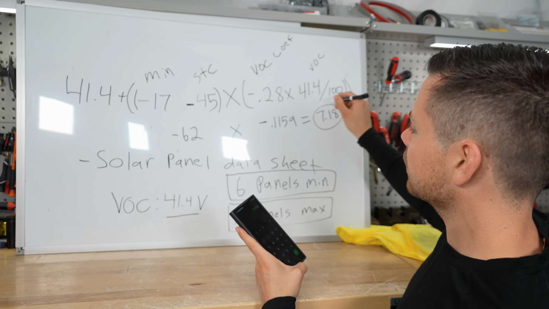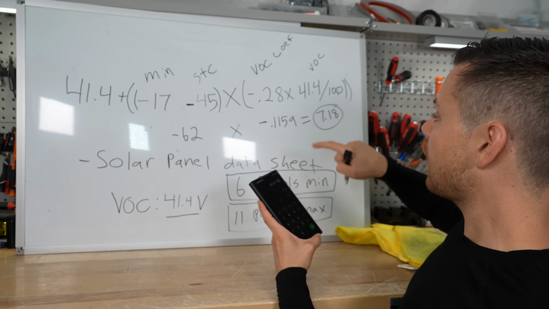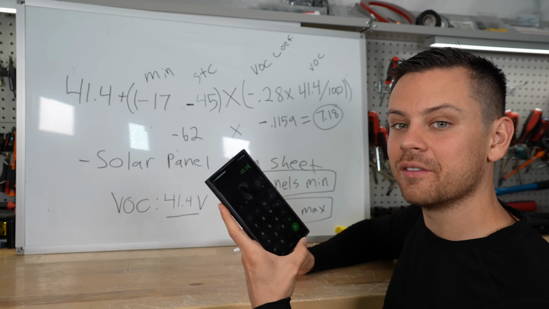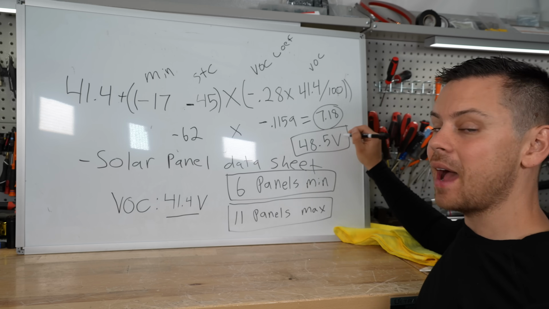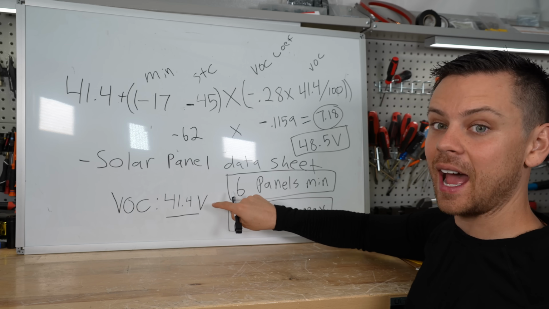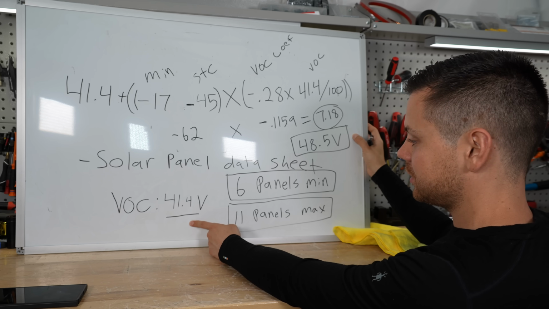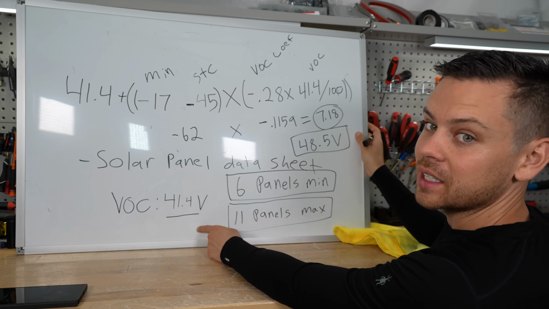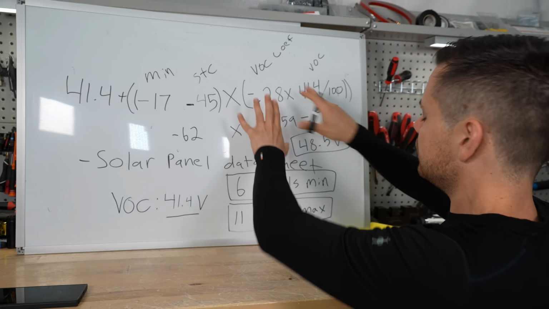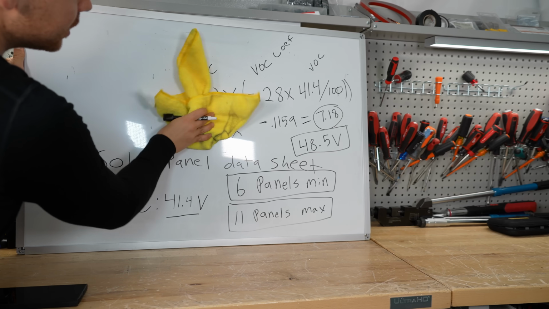Now this figure just needs to be added to the VOC. 41.4 added to 7.18, and you'll get 48.58. And this is the maximum voltage at that temperature that these solar panels can actually create. And that's quite a bit more than 41 volts. So this is a very important calculation for cold environments. So let's erase all of this, and I'll have a link down below so you can actually see that equation so it's easy to follow.